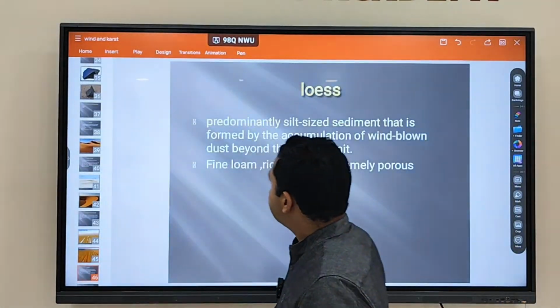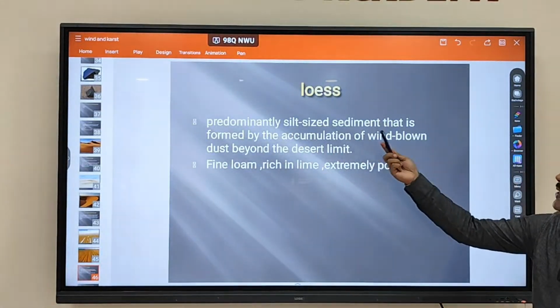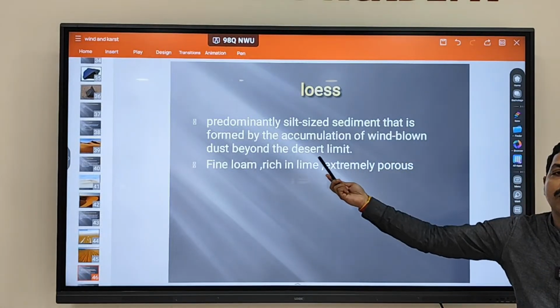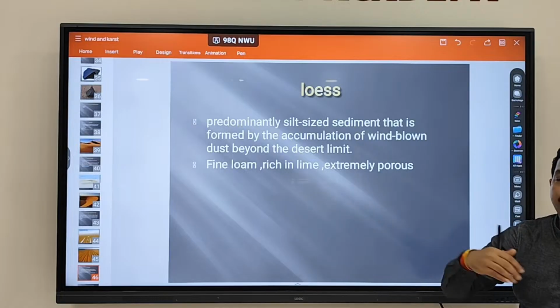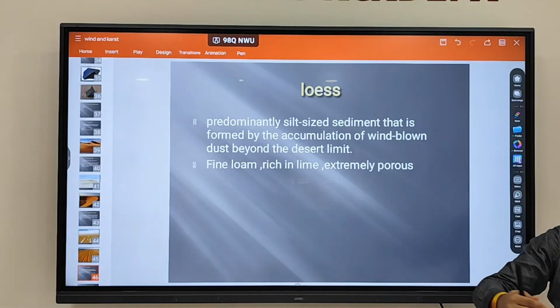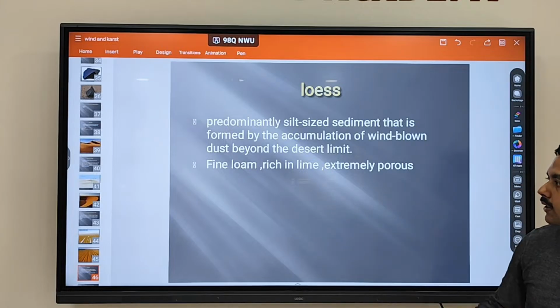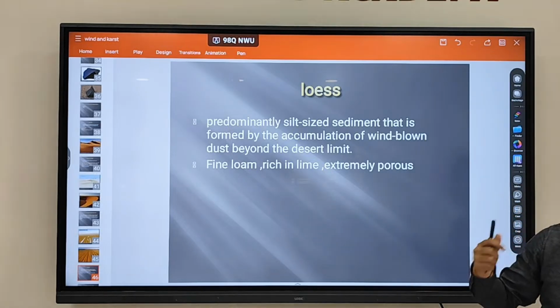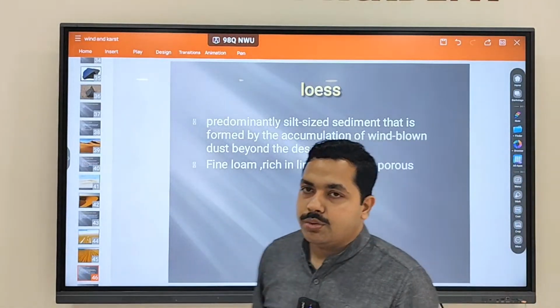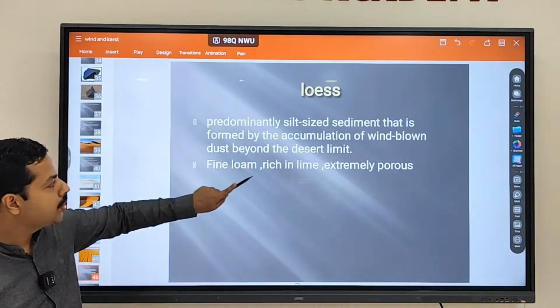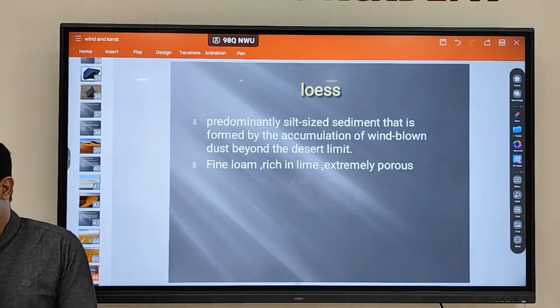So what is loess? It is predominantly silt-sized sediment that is formed by accumulation of wind-blown dust beyond the desert limit. When the dust or sand particles are taken by the wind beyond the desert limit, it is called loess. And since it is sand, you know that sand particles are bigger particles, so it is going to be extremely porous and rich in lime.